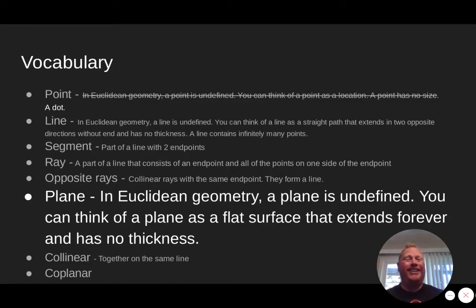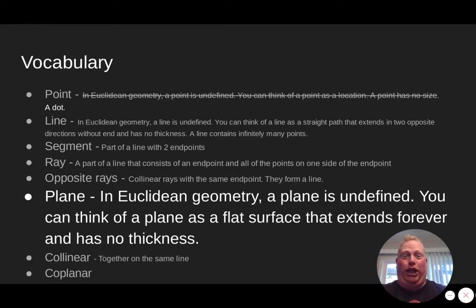Let's get to our last concept here. We've talked about points. We've talked about lines and different variations of lines like segments and rays. So let's get to our last concept, which is the idea of a plane. All right, a line is a one-dimensional thing. It can only go one way. A plane is a two-dimensional thing. Let's take a look at the definition here.